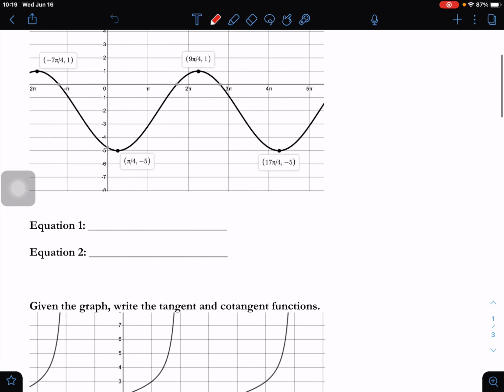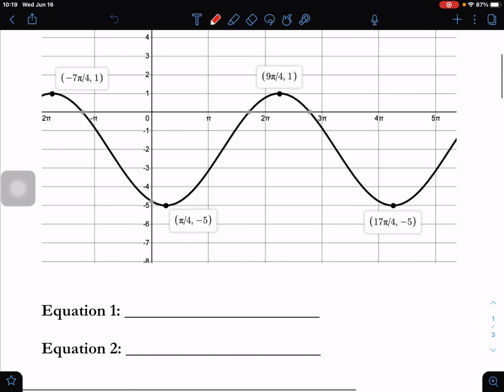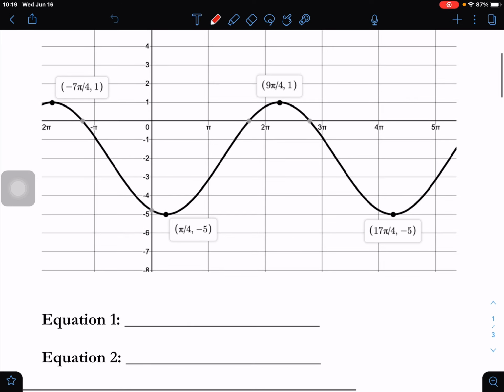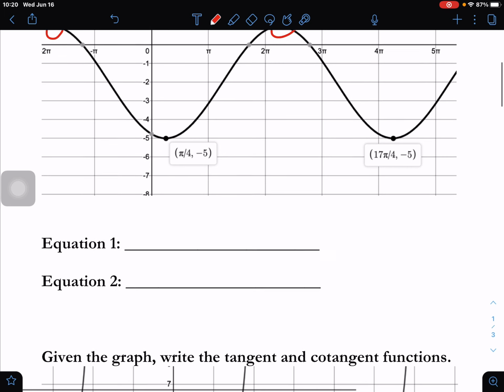our sine function, what we have here, we have pi over 4 and negative 5. And then we have 9 pi over 4 and then 1. Then you have negative 7 pi over 4 and 1. So what we can see here is that the period, the distance between this point and this point, between two cycles, is 16 pi over 4, which is 4 pi. And that is double the normal, the parent function, which is 2 pi.